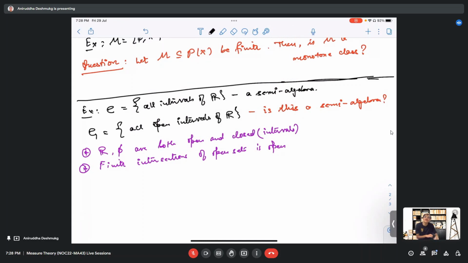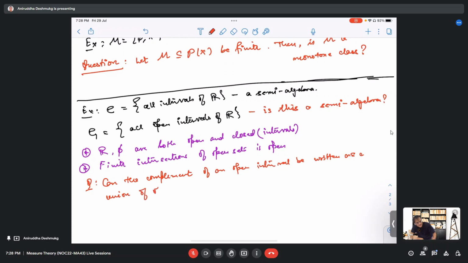What about the complement? Can the complement of an open interval be written as a union of open intervals? So all this boils down to this question, right? Can the complement of an open interval be written as a union of open intervals? So what do you think? Sir, maybe not, because the complement would be a closed set. Yes, then if you want a disjoint union of open intervals to be equal to a closed set, you can always find a counterexample. Correct.